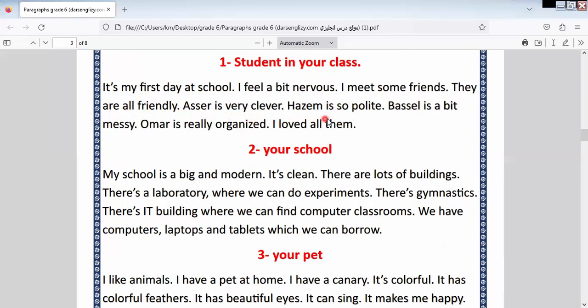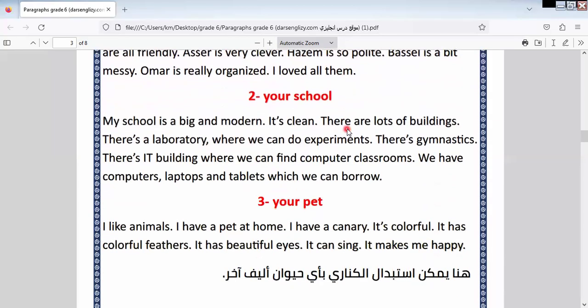Ethel is very clever. Hazen is so polite. Basil is a bit messy. Omar is really organized. I loved all of them. You can say, Miss Iman, we have expressions related to every unit.